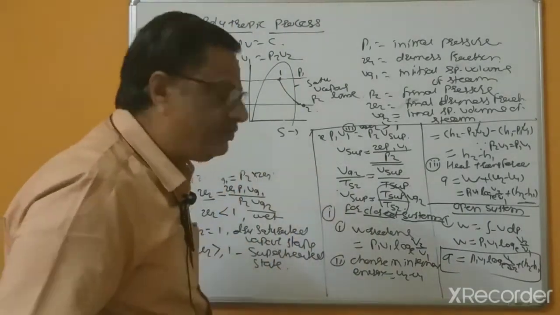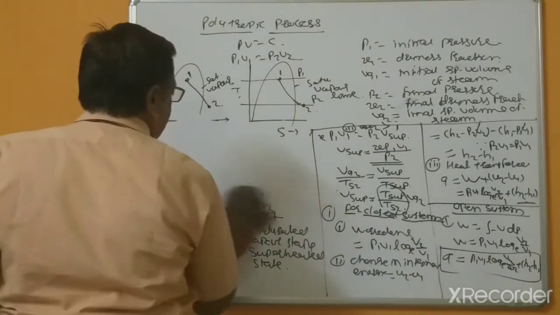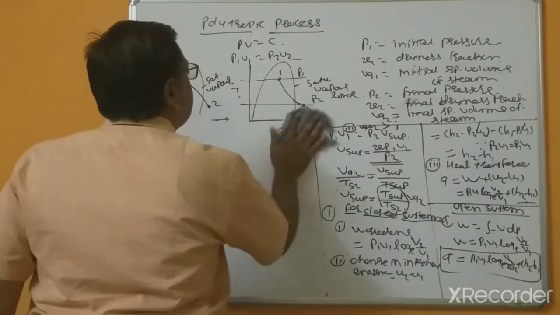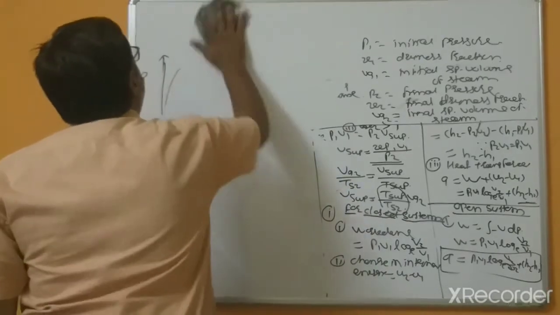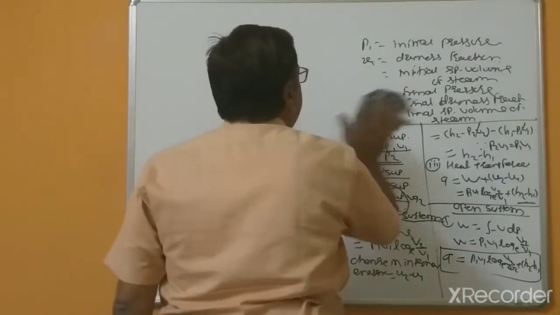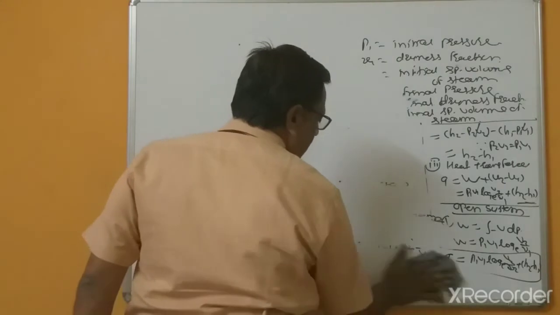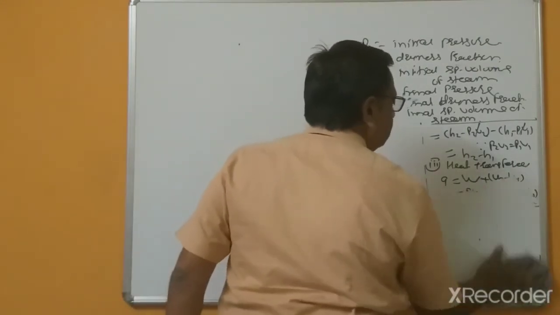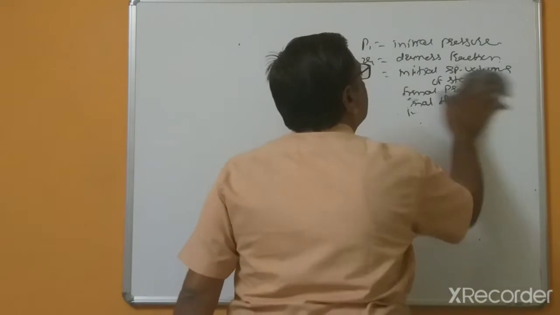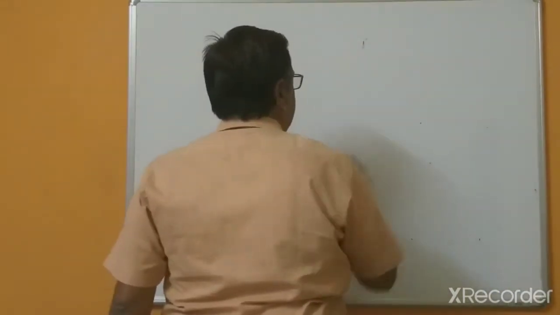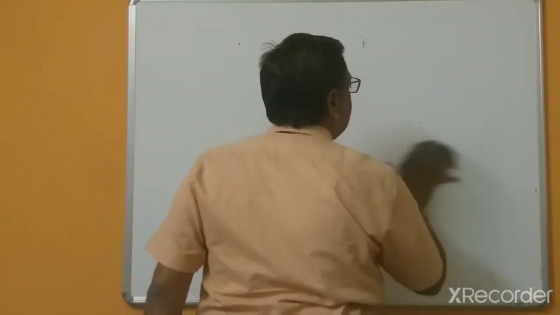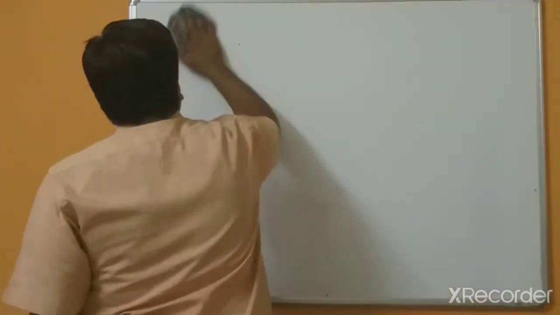Now we will see some of the problems. First we will see problems related to constant volume, because this was the theoretical part, so that's why I first covered these theoretical parts. Now note down the basic formulas. So please note down the problems.